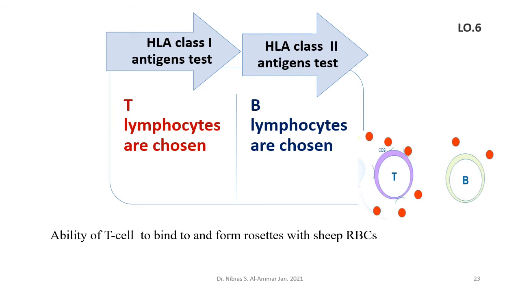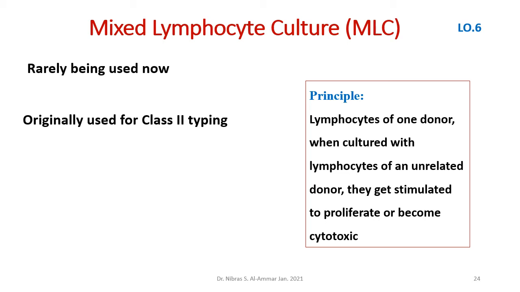The mixed lymphocyte culture, MLC, is rarely used now, originally used for class 2 typing. Its principle is that lymphocytes of one donor, when cultured with lymphocytes of an unrelated donor, get stimulated to proliferate or become cytotoxic.